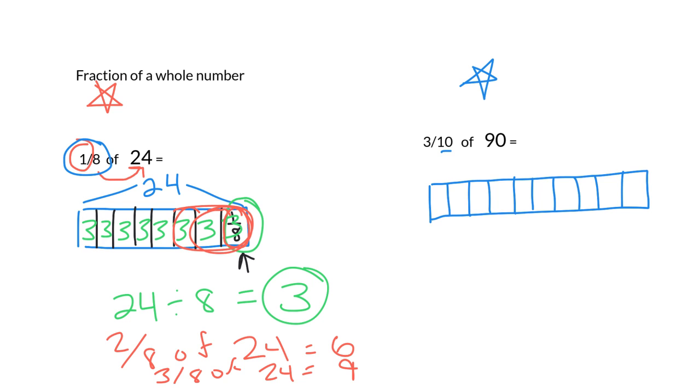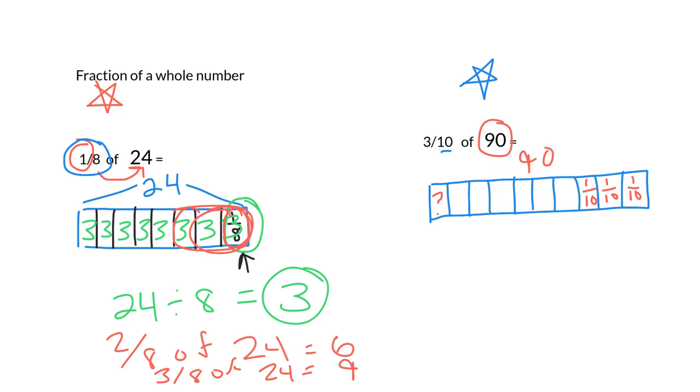Remember, when you draw these models, they don't have to be perfect, just enough for us to get some understanding from them. So we know that this whole bar represents 90. 90 is our whole or our set. What we're trying to figure out is how much 3/10 of 90 is. So I know each one of these boxes represents 1/10. And we need to figure out, to get this answer, how much 1/10 of 90 is.